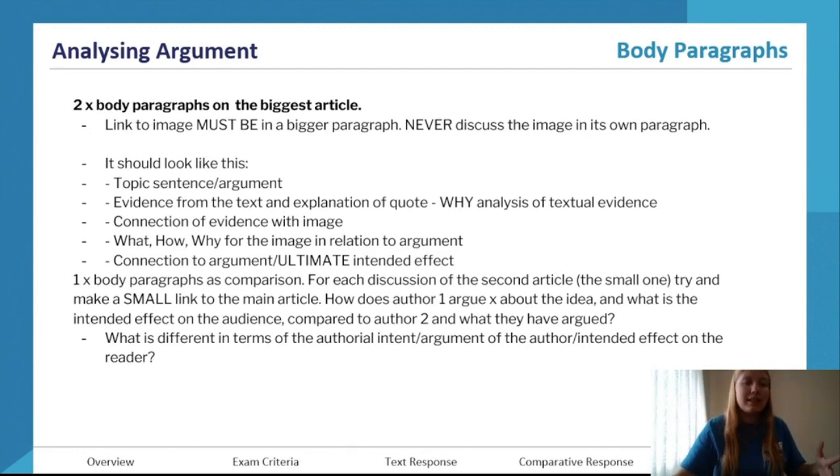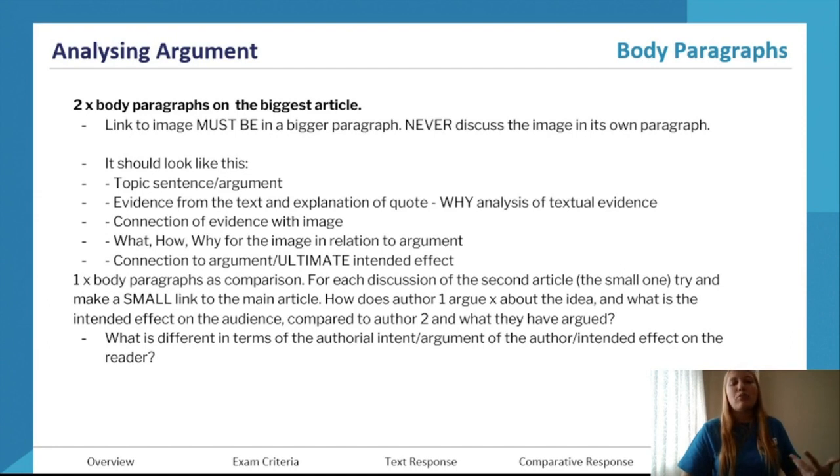So we see it should look like this. Our topic sentence or argument, evidence and explanation of quotes, leading into the how, leading into the why, analysis of textual evidence, the connection of evidence with an image. So find links between the evidence and how the image adds to that. Then we do the what, how, why process for the image in relation to the argument. And then we connect to the argument or the ultimate intended effect in our linking sentence.